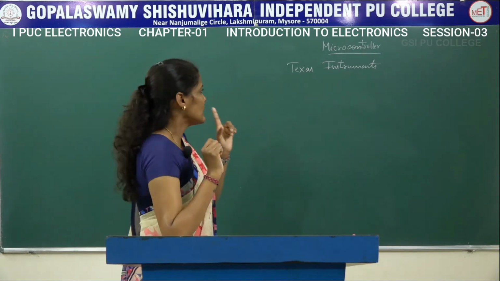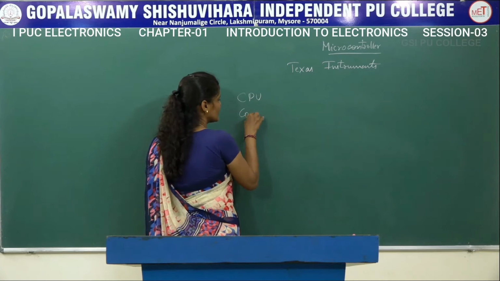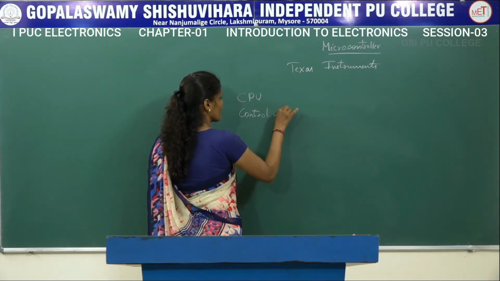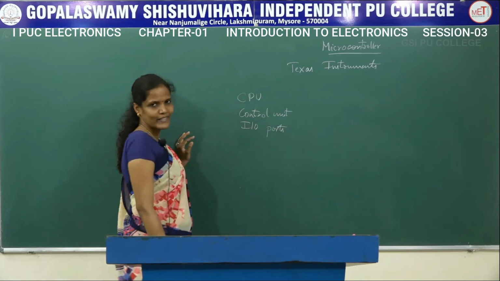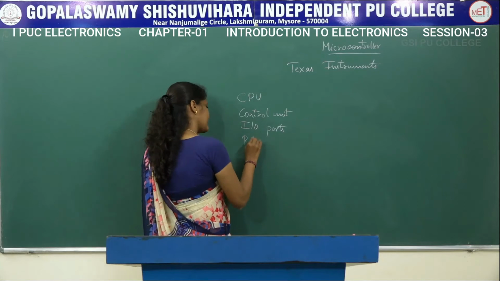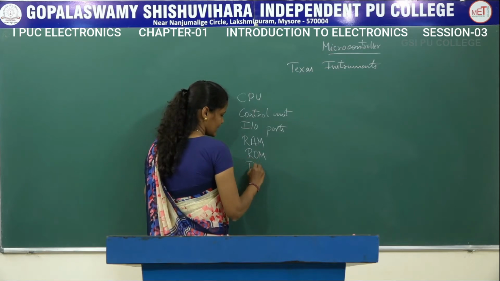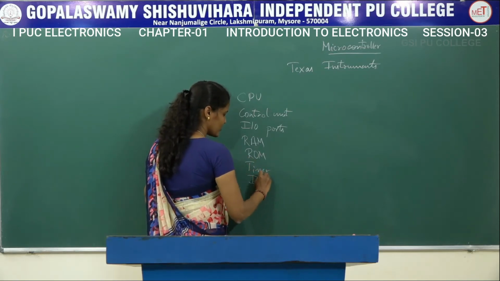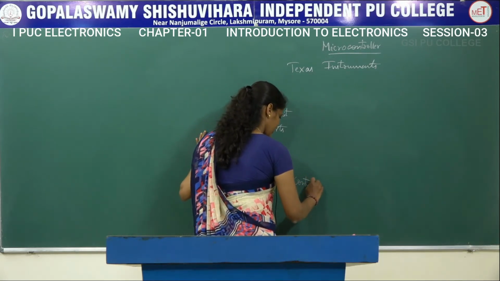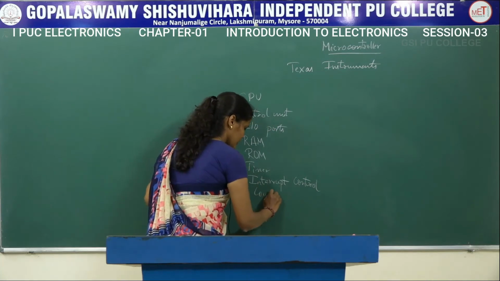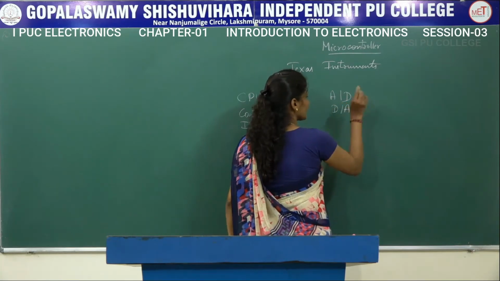This microcontroller contains not only the CPU, it contains the control unit, the IO ports, that is the input port as well as the output port, the memory devices, which can be RAM, ROM, timers, interrupt controls, counters, A to D converters, D to A converters, etc.